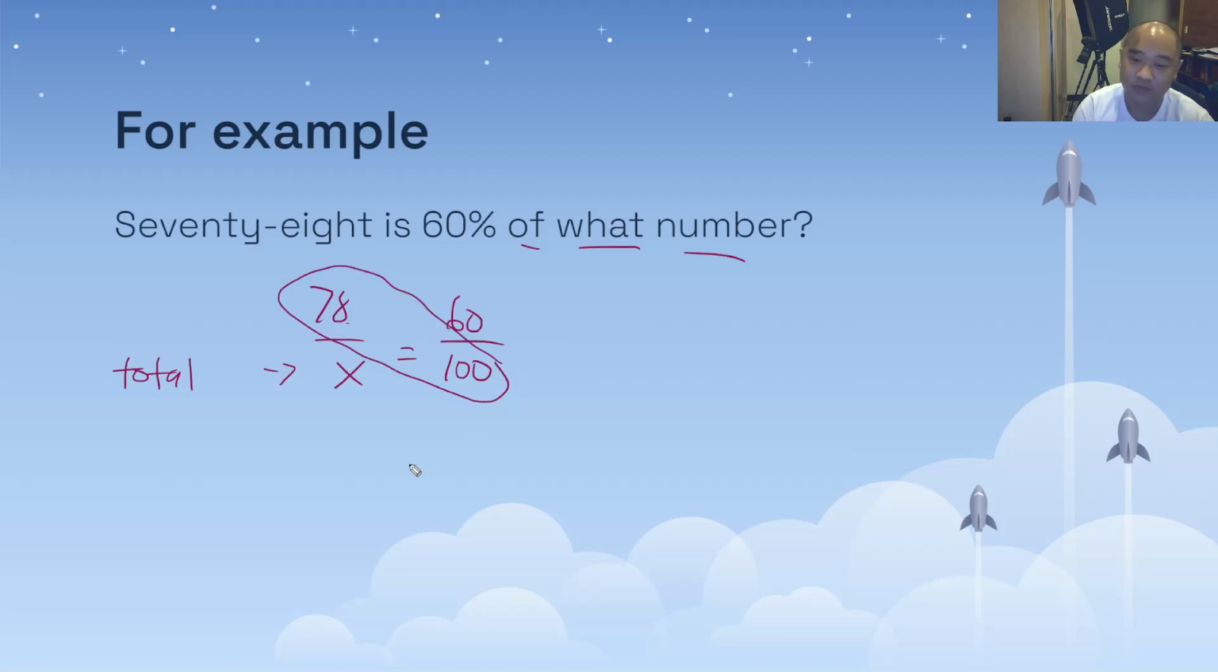We're going to cross multiply. 7,800 equals 60x. Divide both sides by 60. And x equals 7,800 divided by 60 is 130. And again, we're just talking about a number, so 130 is the answer. So the only time you need to write a label is when it's a percent.